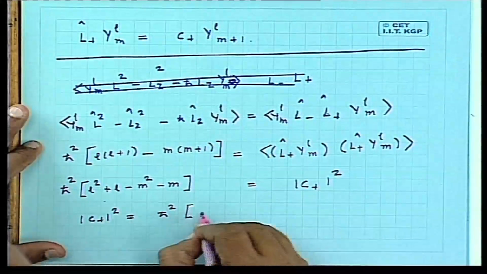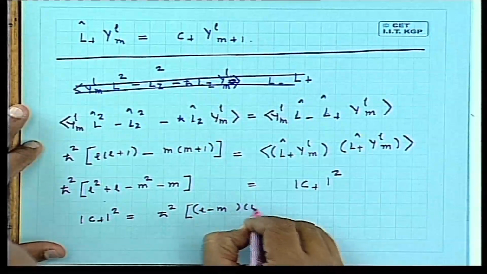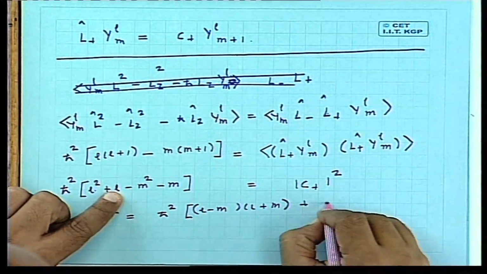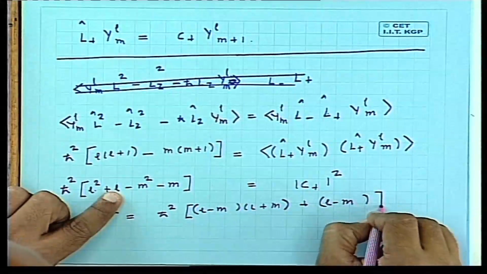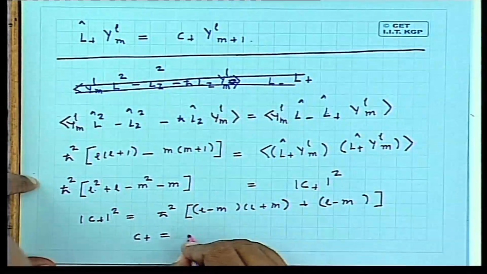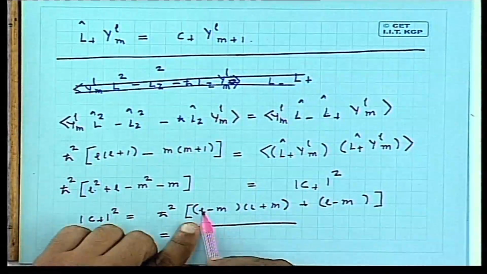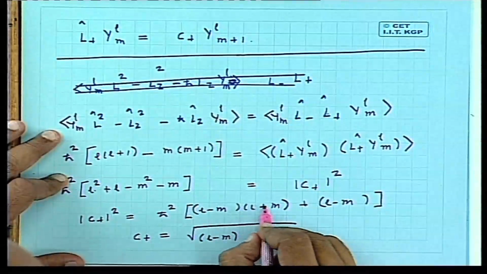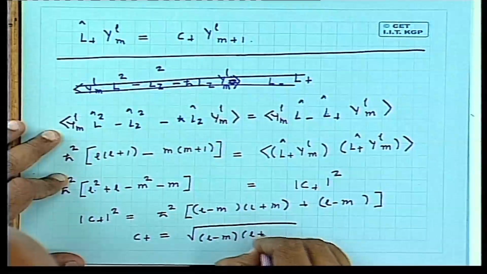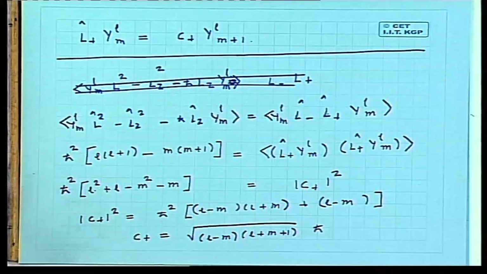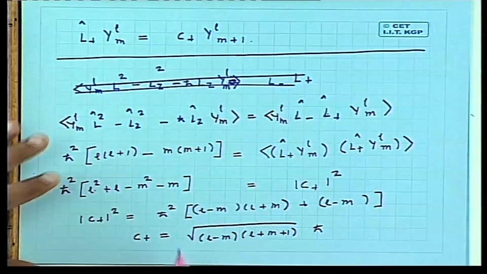So this I can write as (l minus m)(l plus m), this is l squared minus m squared, and I have plus l minus m. The final result is that C plus is equal to ħ times the square root of, taking l minus m common, (l minus m)(l plus m plus 1). So this is C plus. There could be some arbitrary phase over here which I have set to 1.